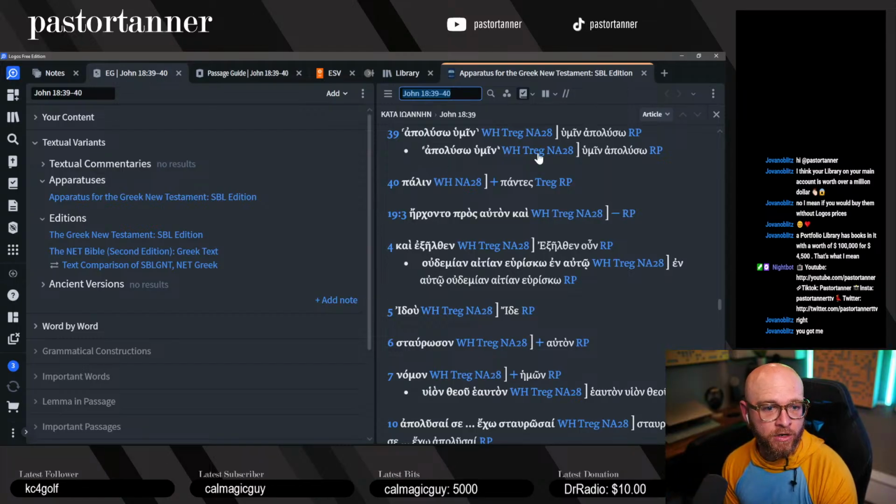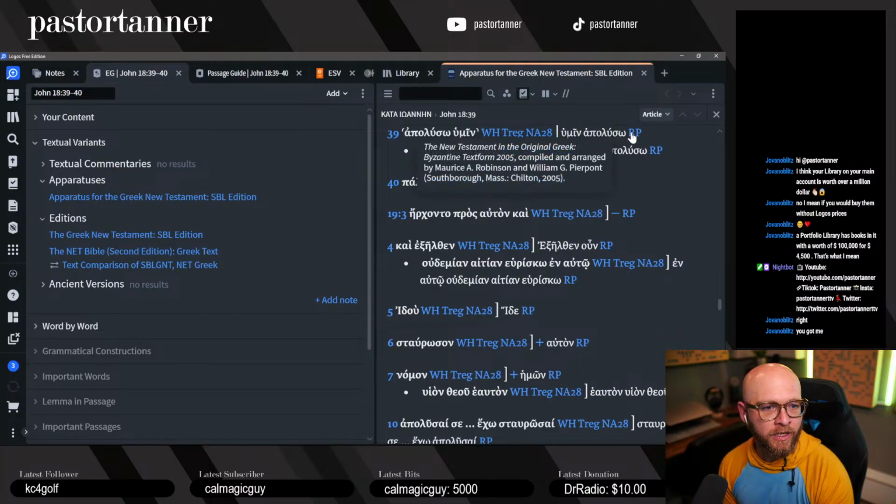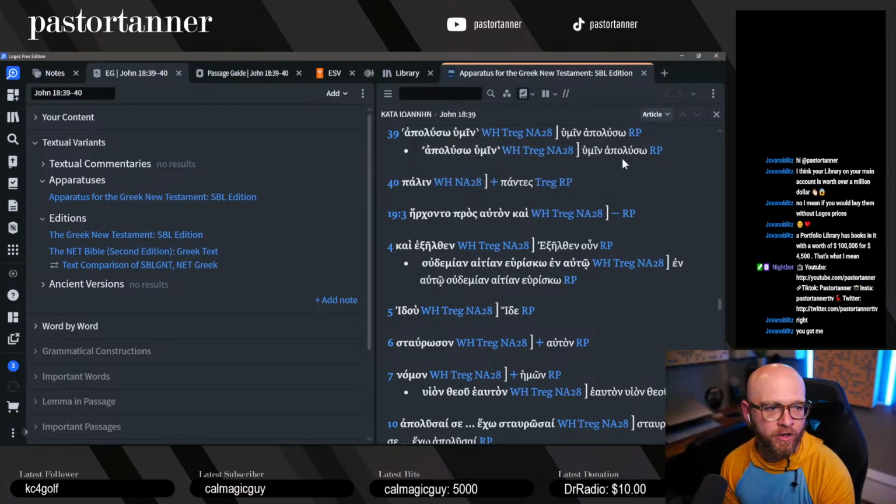And what it notes here is there's just a couple of small minor differences. These are ones that are not noted by Philip Comfort because they're so small and minor, right? And so you have a word order difference here between Apolluso Humin and Humin Apolluso. Robinson Pierpont have the Humin Apolluso. So you're overwhelmingly going to go with the NA28 Westcott Hort text tradition on this one. And yeah, that's all there. It's a word order difference as far as I can tell.